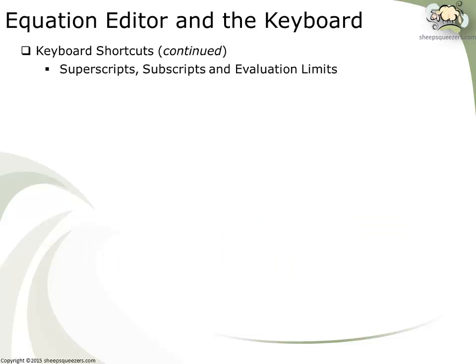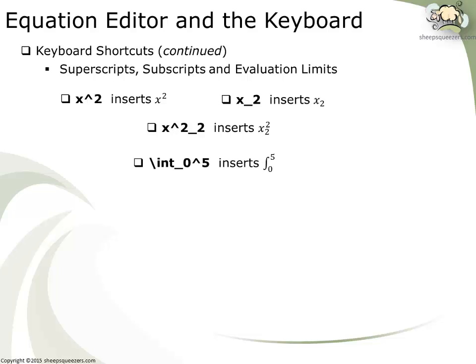Let's talk about superscripts, subscripts, and evaluation limits for integrals. So for example, we've seen x caret 2 inserts x squared, but x underscore 2 inserts x sub 2. Not to be outdone, x caret 2 underscore 2 creates x sub 2 squared. And you can do the similar thing with integrals. Backslash int will create an integral. Underscore 0 caret 5 inserts the integral from 0 to 5. The underscore 0 indicates the lower bound, and the caret 5 indicates the upper bound.